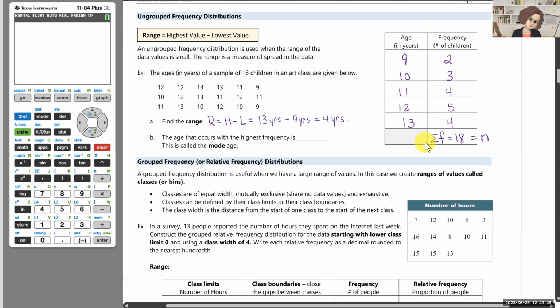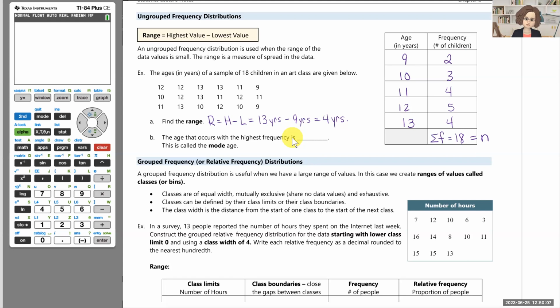And now we can answer this question rather easily. It says the age that occurs with the highest frequency is, so the highest frequency was 5. So there were 5 12-year-olds. So the age that occurred the most, it's called the mode. So the mode is the highest frequency data value, or the age here that occurred the most was 12 years.